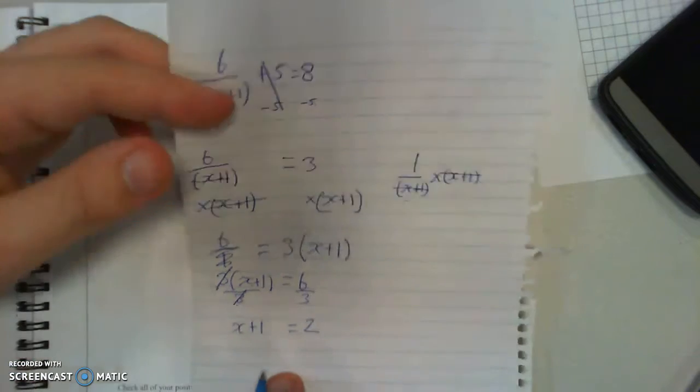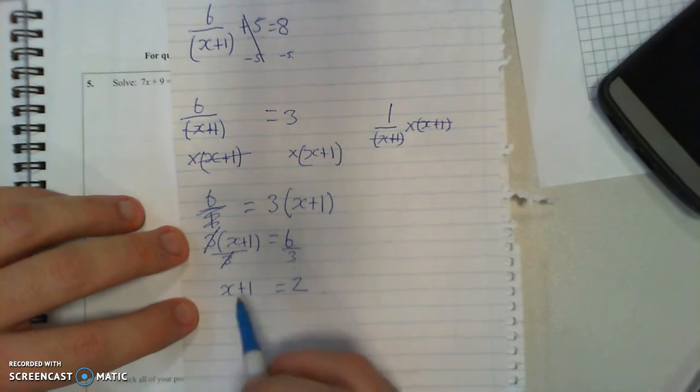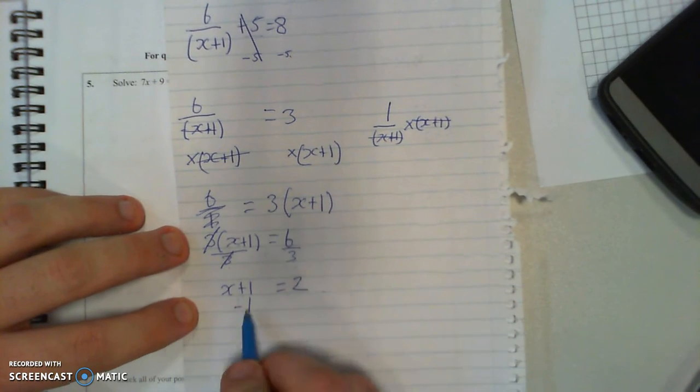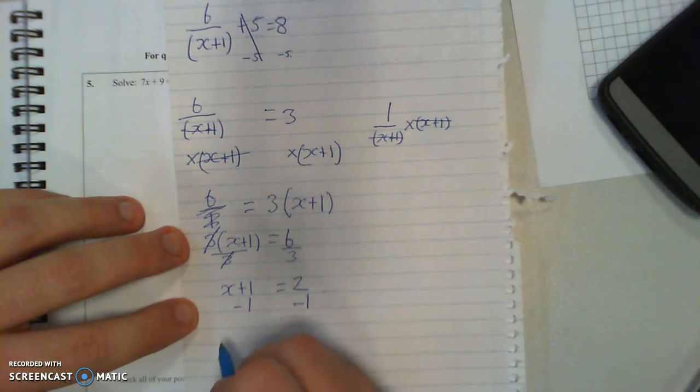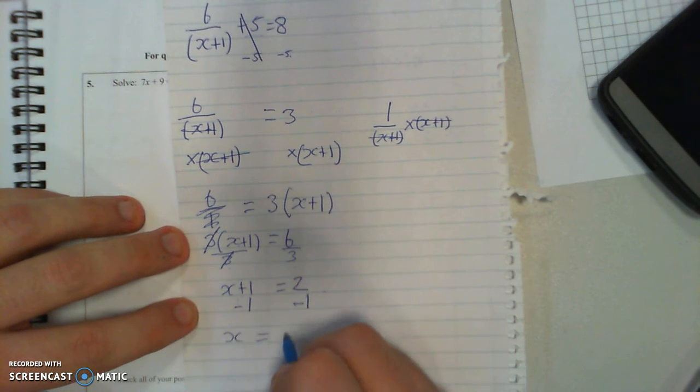Now what's interfering with the x? I think it's this 1. So I'm going to minus 1 from this side and minus 1 from this side, which then gives x equals 1.